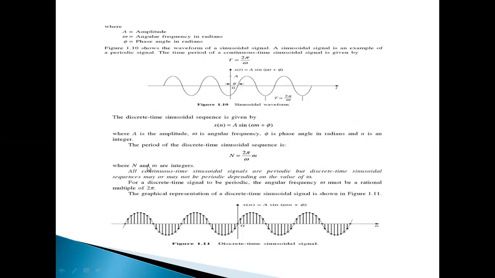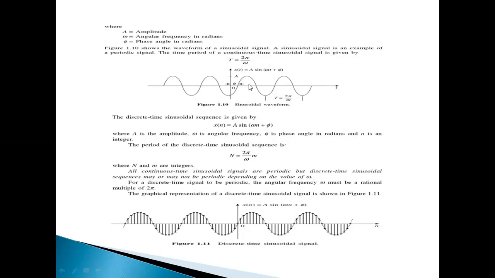Where n and m are integers, all continuous time sinusoidal signals are periodic, but discrete time sinusoidal sequences may or may not be periodic depending on the values of omega. Why are we saying it is periodic? See, it repeats for every fundamental period.